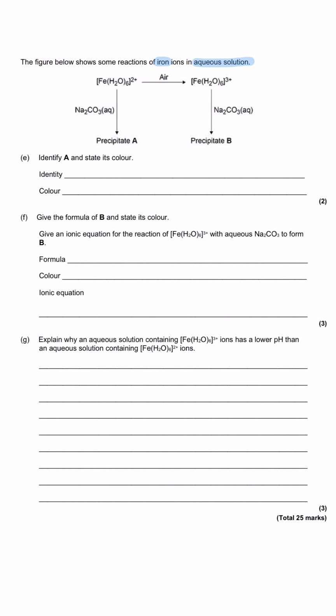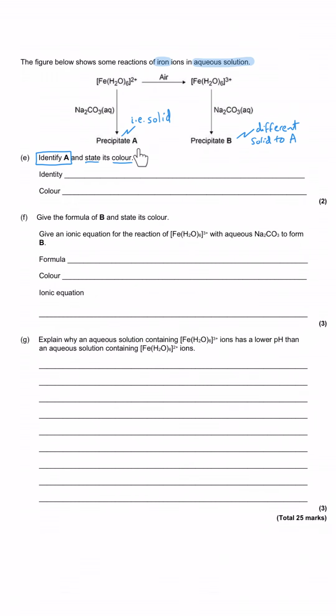And we know that this is the typical iron-containing substance in most solutions for iron 2+. And we can see that it's reacting with sodium carbonate to make a precipitate A. In the presence of the air, it's turning into the same looking complex ion, but it is 3+. And then that 3+ compound reacts with sodium carbonate and produces precipitate B, which presumably is different. So identify A and state its colour.